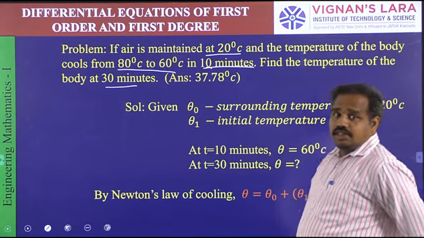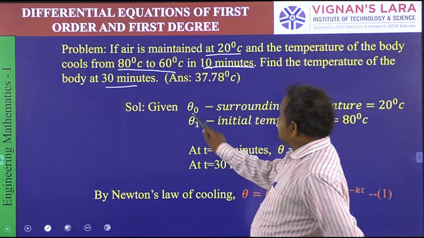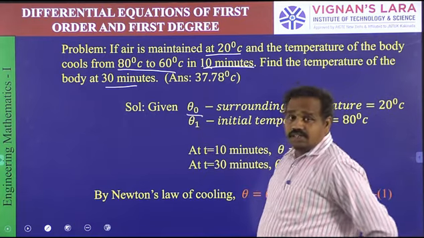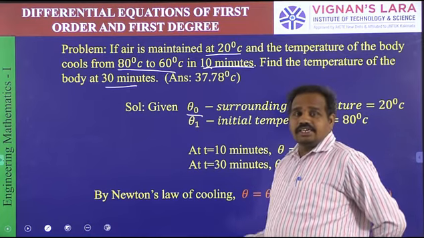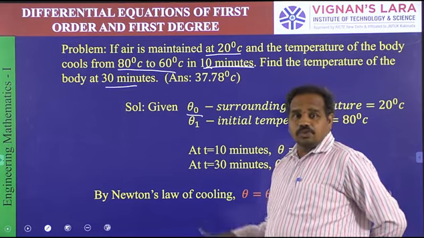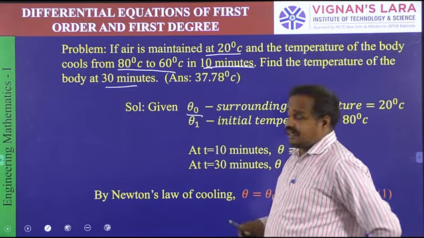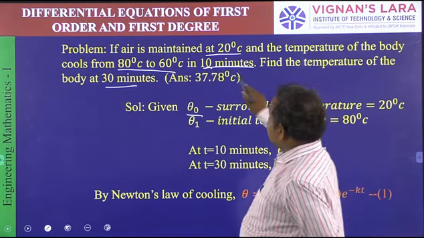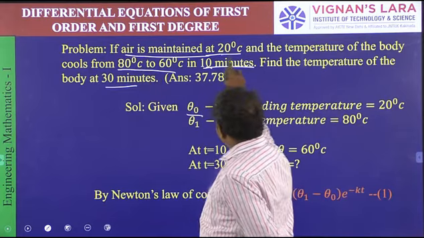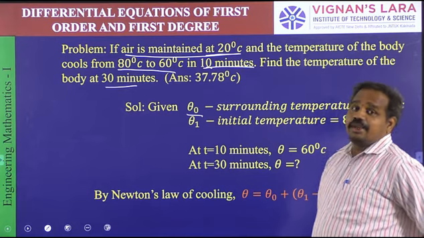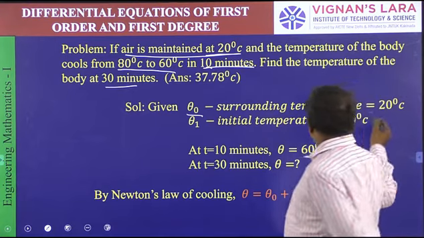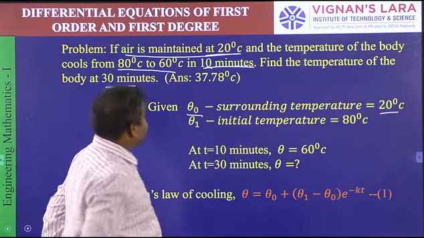We will write what the given data is. Theta naught. What is theta naught? Theta naught is the surrounding temperature, which is the media. That media is either air or room, whatever it may be, that media temperature. So here air is maintained at 20 degrees centigrade. That becomes the surrounding temperature. That is, theta naught is equal to 20 degrees centigrade.